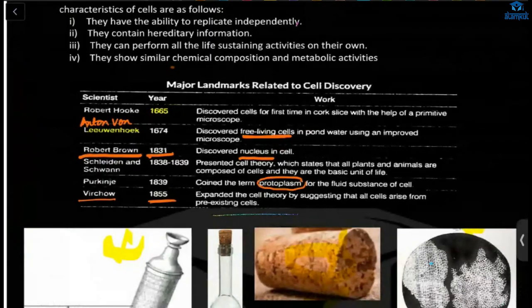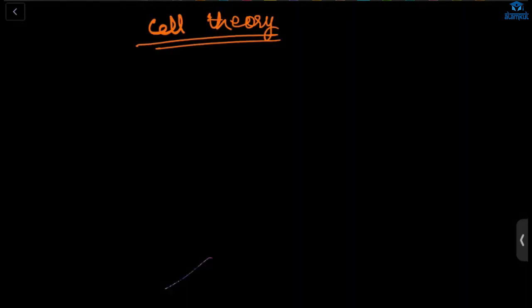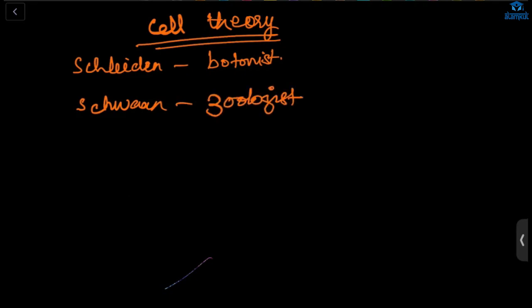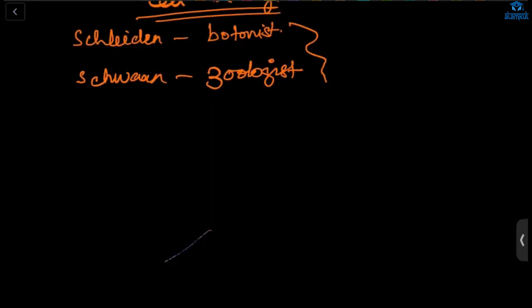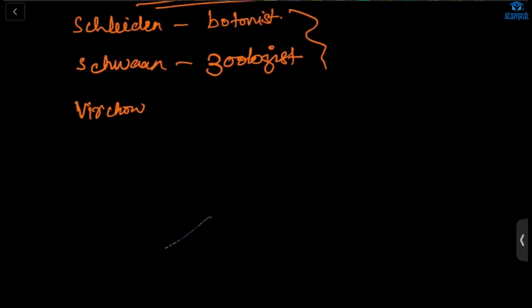Now let's talk about cell theory. Schleiden, a botanist, said that all plants consist of cells, and Schwann, a zoologist, said that all animals, and also plants, are made up of cells. This joint work formed the basis of the cell theory. And one more thing, Virchow said that all cells arise from pre-existing cells. From already existing cells only, new cells arise.